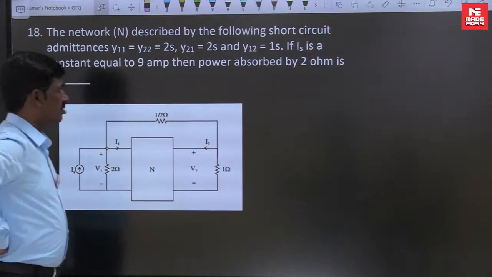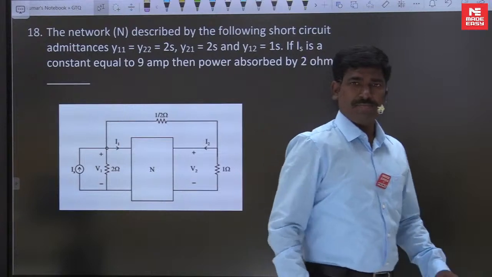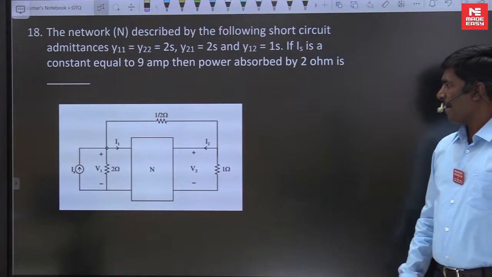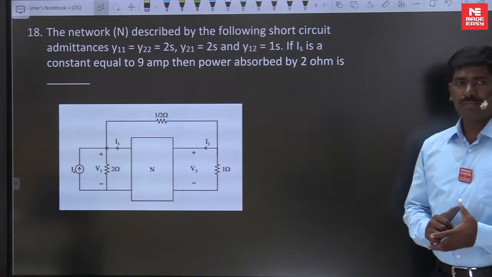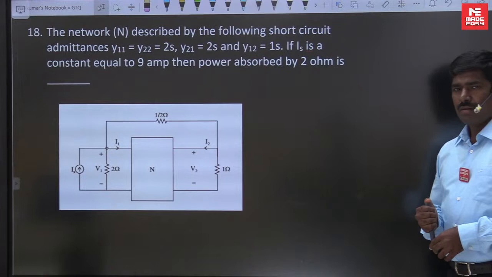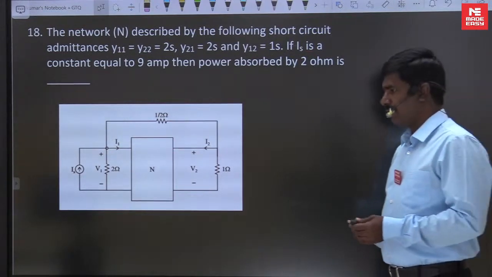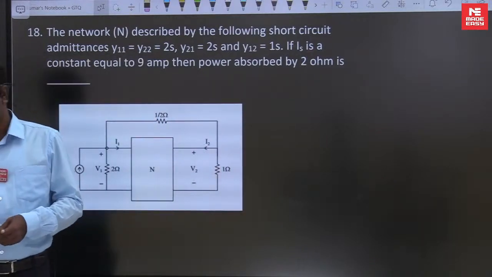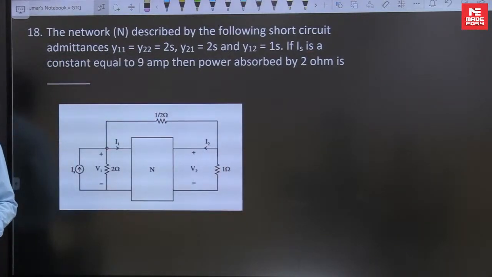Come on, what is the answer? The power absorbed by 2 ohms is... anyone, come on. No one? Give an answer now, fast. Come on.